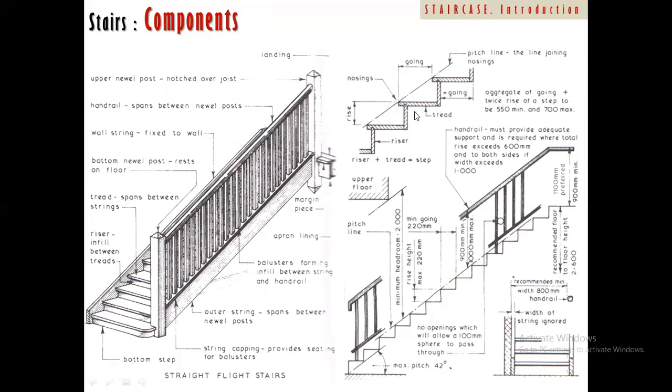So don't get confused. Now, this is the going, two consecutive treads, and this is the going, and this is the rise, where you can see at the end of the two consecutive treads, this is a rise.